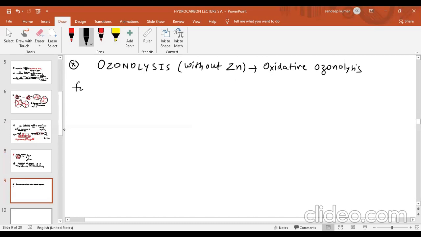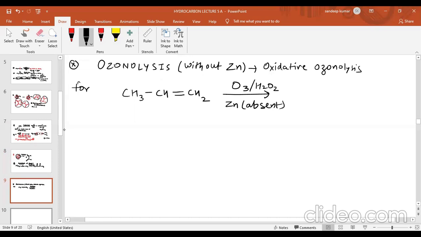For example, if a compound is given like this, CH3, CH, double bond, CH2, and ozonolysis is done only in the presence of H2O2, zinc is absent. I am writing that there. So when zinc is absent, we call the ozonolysis oxidative ozonolysis.